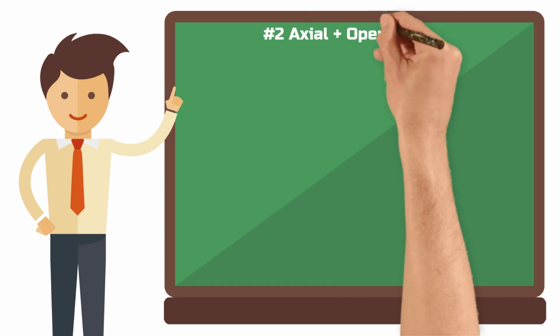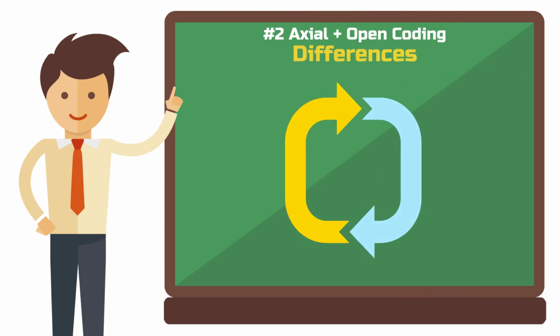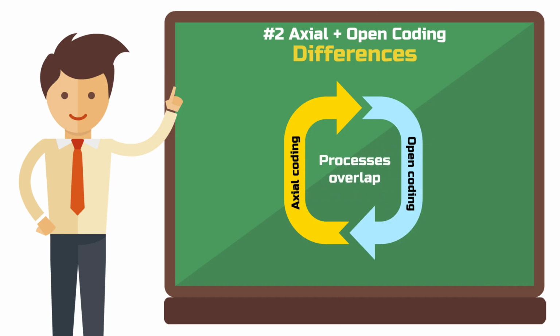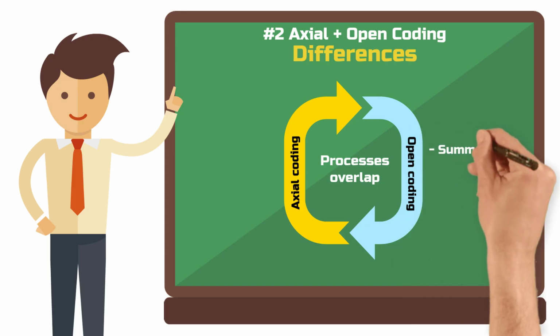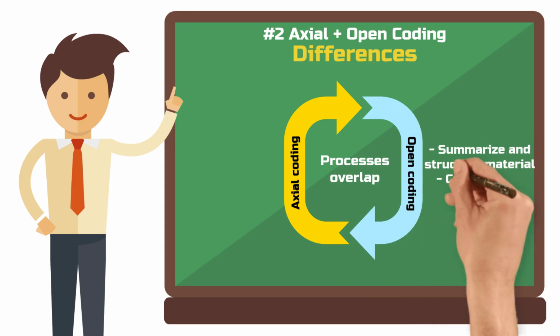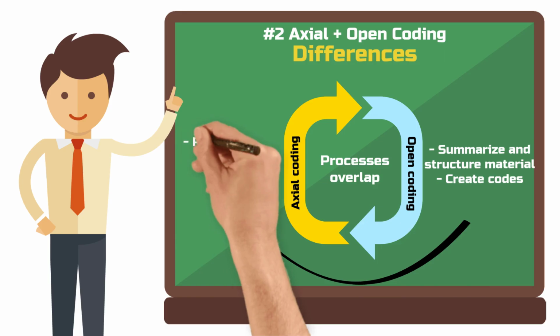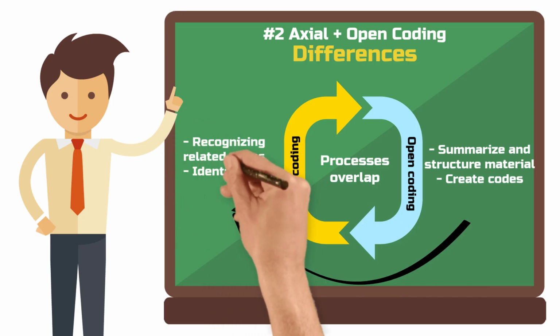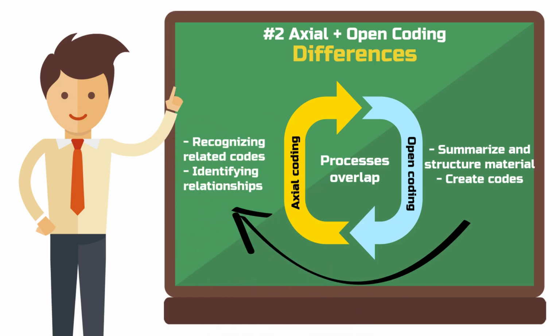A common misconception is that open and axial coding are entirely separate processes. In reality, they often overlap. While creating your initial codes during open coding, you might already notice certain codes seem related. Axial coding helps systematically explore these relationships.